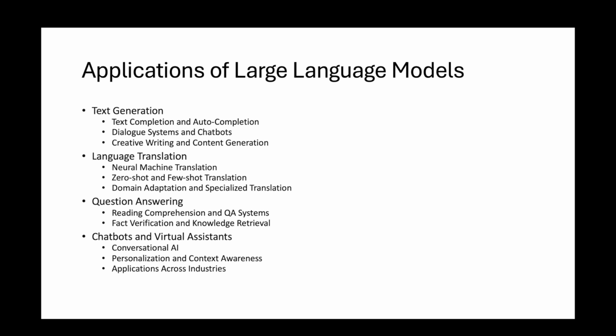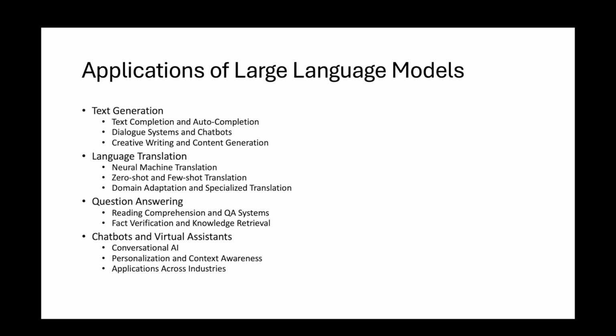Language translation. Neural machine translation. Large language models have significantly advanced the field of machine translation through neural network-based approaches. Neural machine translation (NMT) models, based on LLMs, achieve state-of-the-art performance by capturing complex linguistic patterns and context.